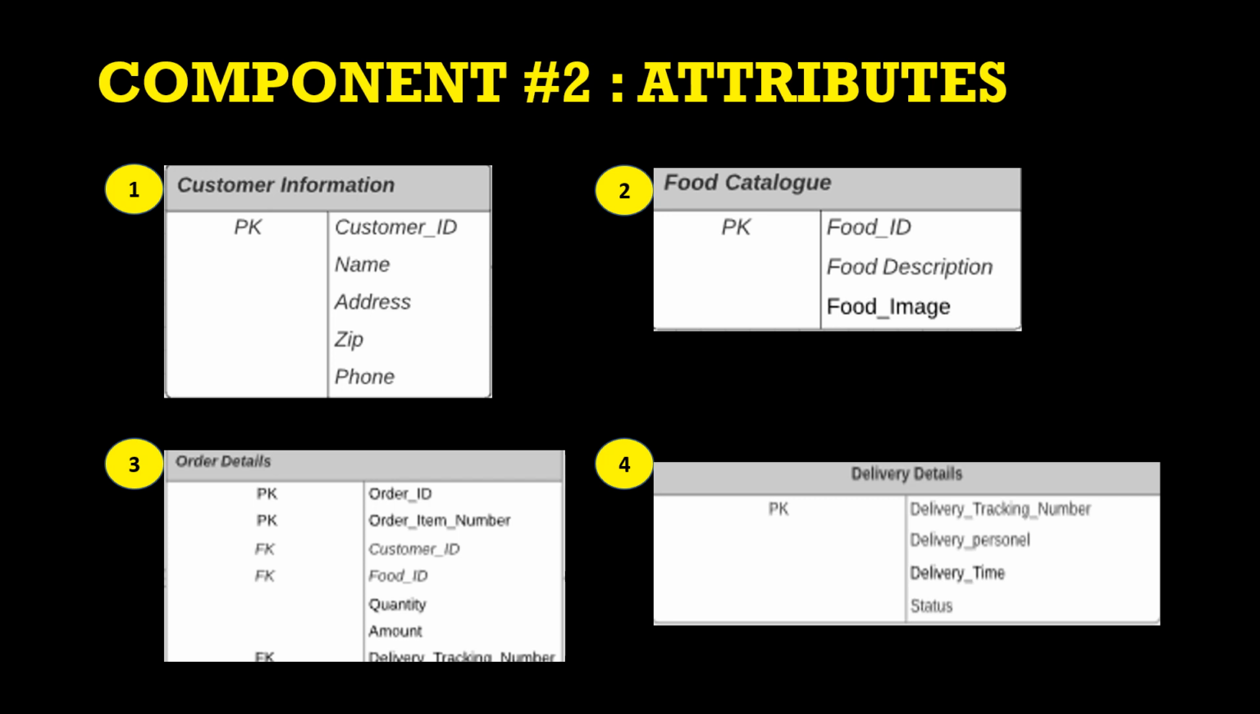Lastly, the delivery details table contains the information related to delivery, like who is doing the delivery, delivery time, and the status which would be updated once delivery is completed. Now we have defined the attributes, let's move on to the last component.